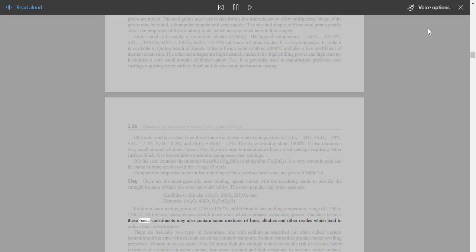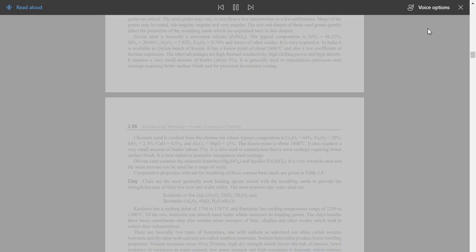The clays, besides these basic constituents, may also contain some mixtures of lime, alkalis and other oxides which tend to reduce their refractoriness. There are basically two types of bentonites, one with sodium as adsorbed ion, often called western bentonite, and the other with calcium ion, called southern bentonite. Sodium bentonites produce better swelling properties: volume increases some 10 to 20 times, high dry strength which lowers the risk of erosion, better tolerance of variations in water content, low green strength, and high resistance to burnout, which reduces clay consumption.